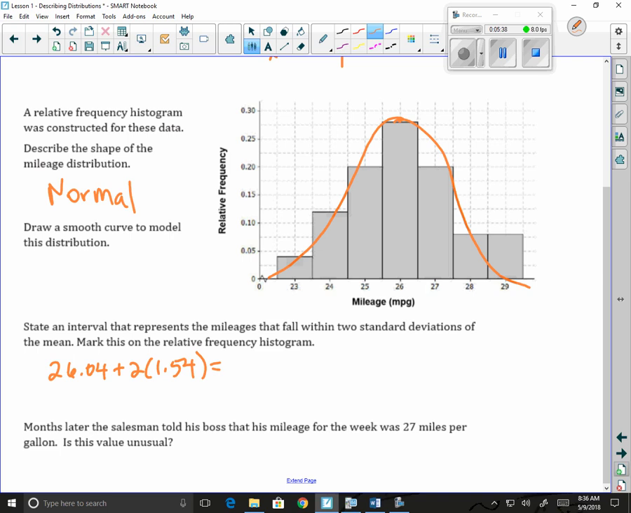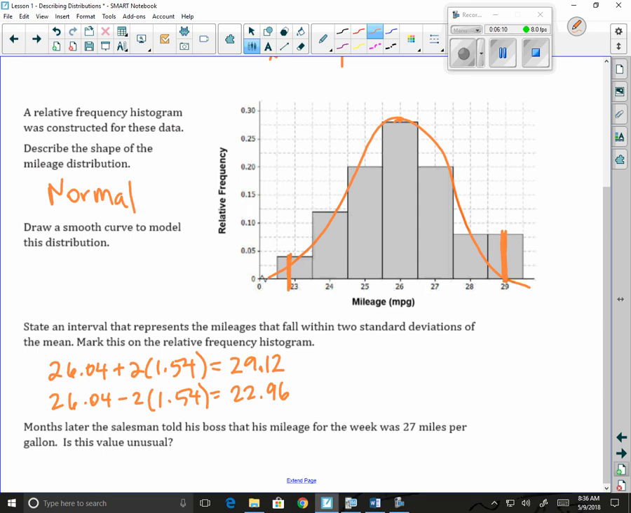Which gives us 29.12. So right around here. And if I do the same thing but subtract the 2 standard deviations, and what we learned at the beginning of this lesson was that 2 standard deviations within the mean is going to be a lot of your data. 3 standard deviations is going to be basically all of your data. So if you look, that's almost the whole amount of data.